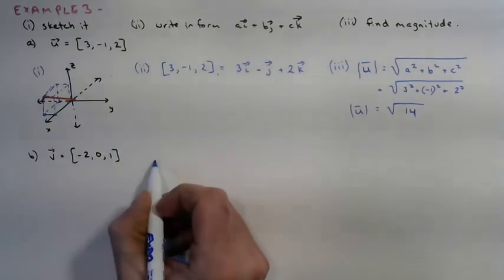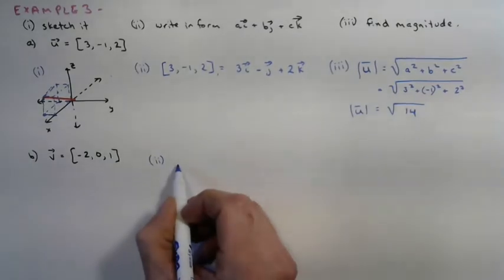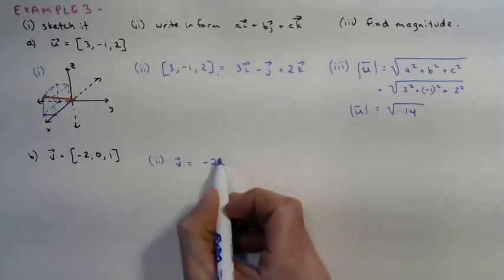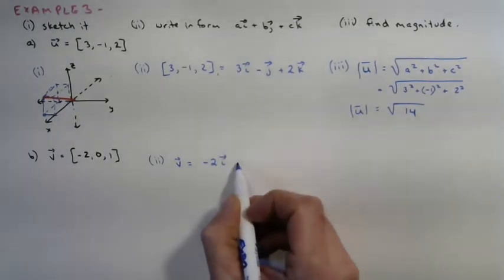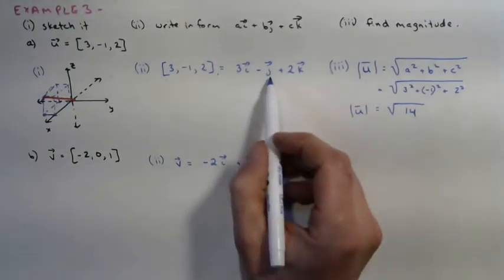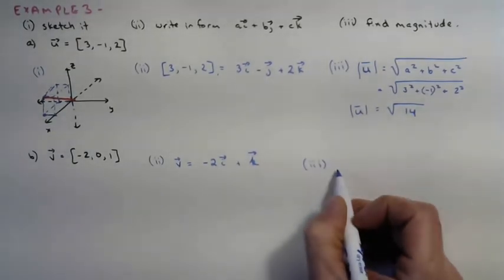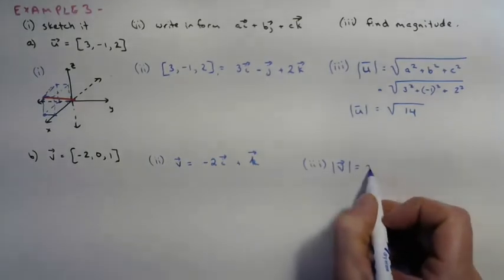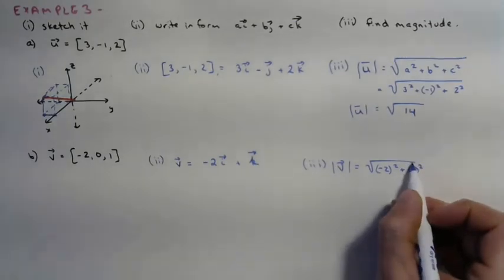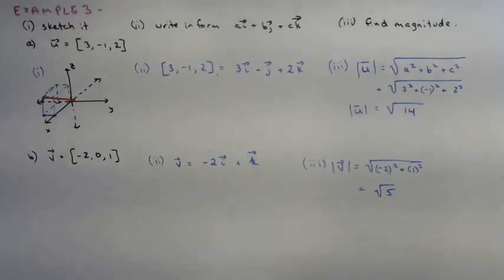I'm just going to do number 2, which says write it in the form here. So vector v then is equal to negative 2 times the unit vector i plus 1 times the unit vector k, 0 times j, 0j. Magnitude of v, square root of negative 2 squared plus 1 squared. That's 4 plus 1 is 5, radical 5. Good? Good.